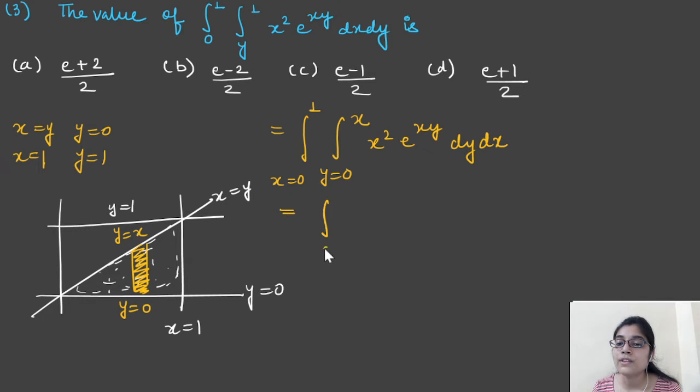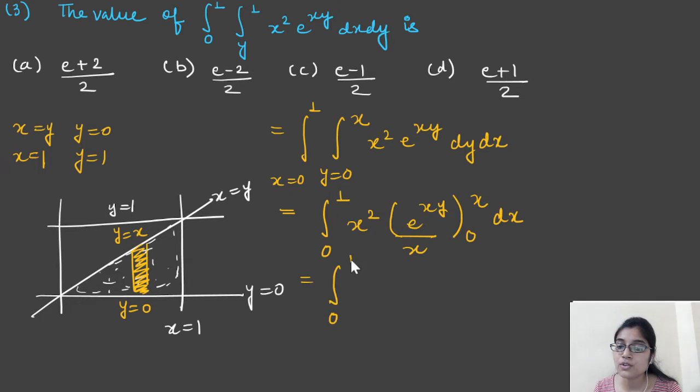Now once you integrate it, initially with respect to which variable? y. You will treat x as a constant. So on integrating e raised to the power xy, you will get e raised to the power xy by x, and here from 0 to x, dx. Fine. So what are you getting? 0 to 1, this is your x. Then once you keep y is equal to x, you will get e raised to the power x square. Once you keep y equal to 0, you will get 1.